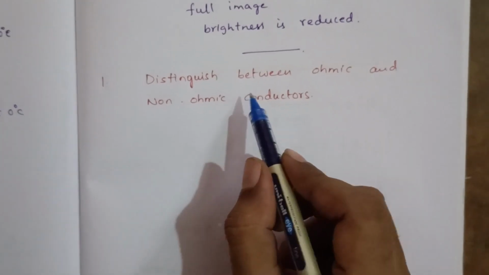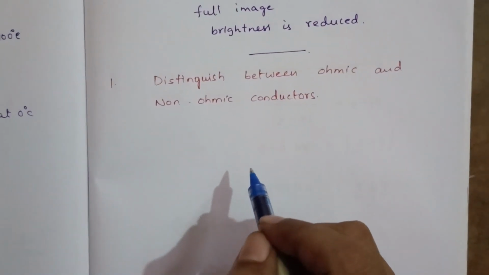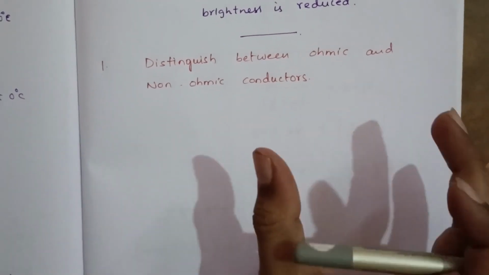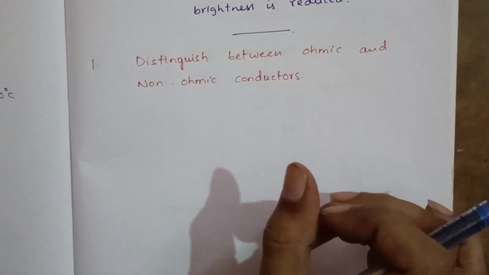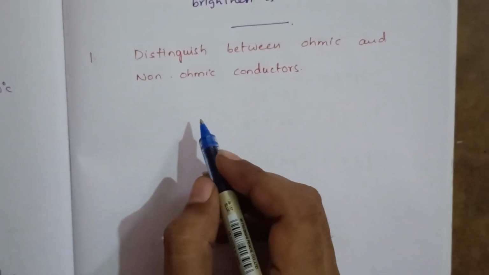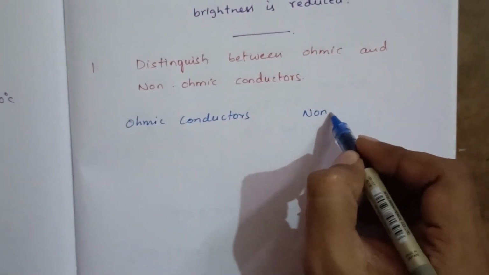First question is, distinguish between ohmic and non-ohmic conductors. We have discussed Ohm's law. That video is there in our channel. Now we will discuss the differences between ohmic conductors and non-ohmic conductors.